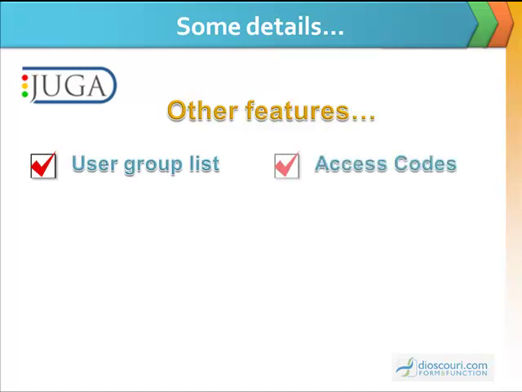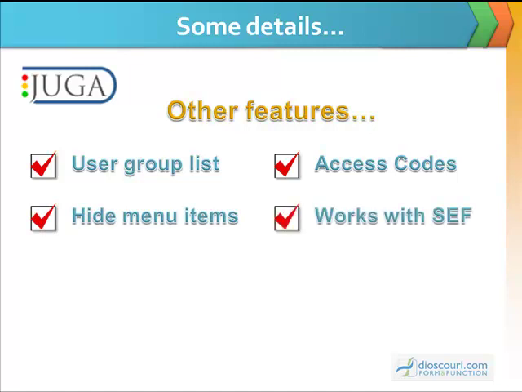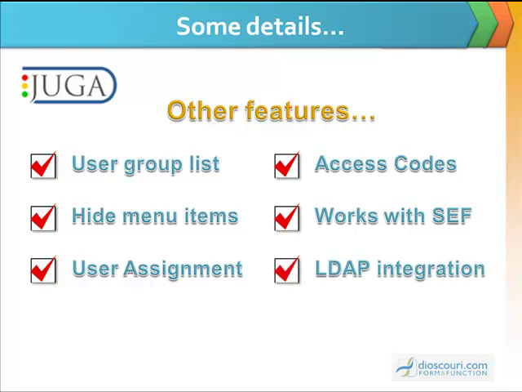A few other key features include the ability to display to the user a list of the groups that they are assigned to, the ability to give them an access code to enter so they can add themselves to a group, and hide menu items based upon their group assignments. It works with SEF or human-readable URLs. It can automatically add a user directly to a group when they register on the site. And JUGA can even integrate with LDAP directory services.